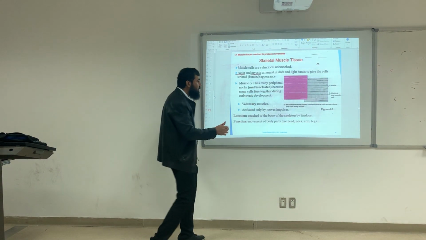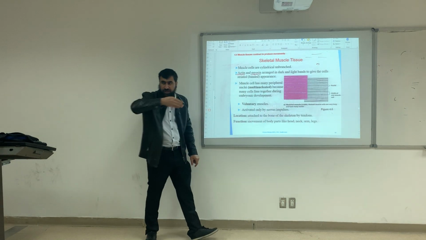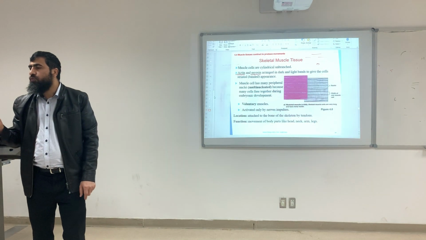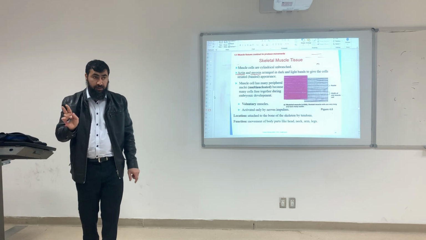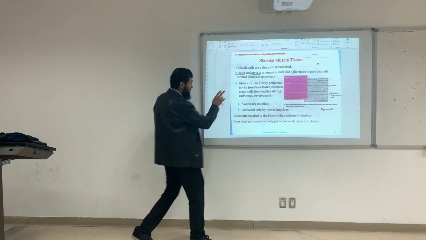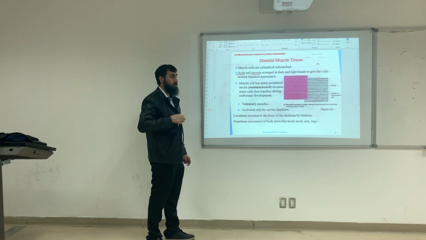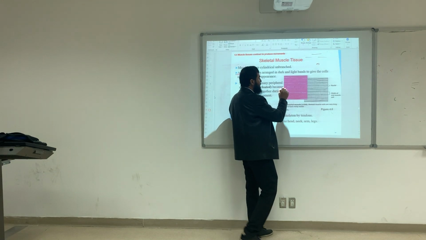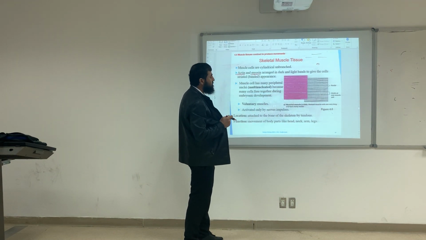They have nuclei at the periphery, at the surface of the cell, and we find striations in them, okay? Now, we find these striations, what are they made up of? Actin and myosin, okay? Don't forget that, these bands. Which one is the white and the dark? I think the dark one is actin.